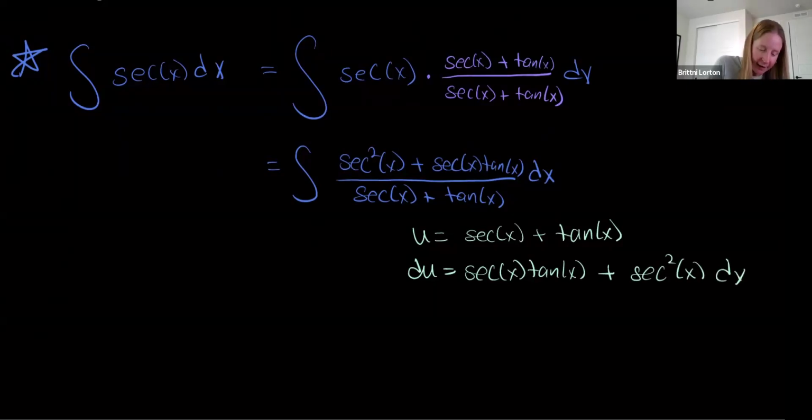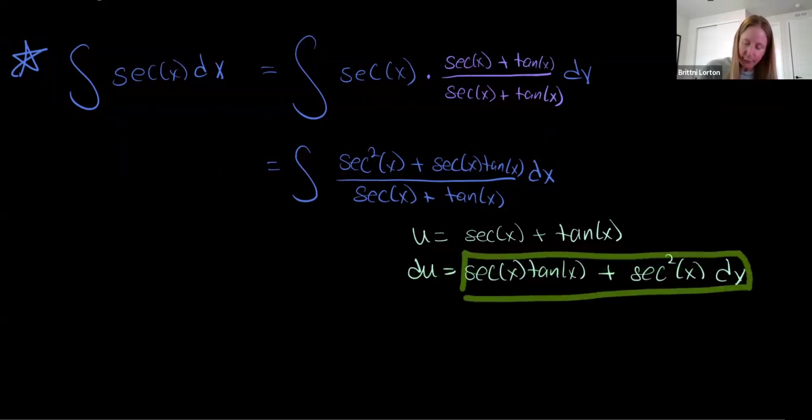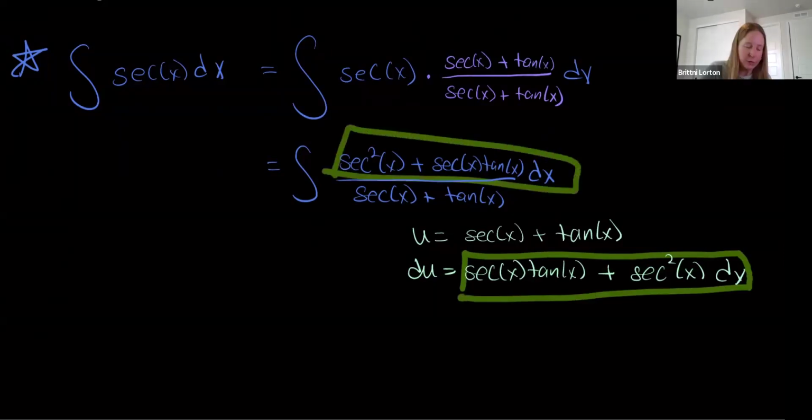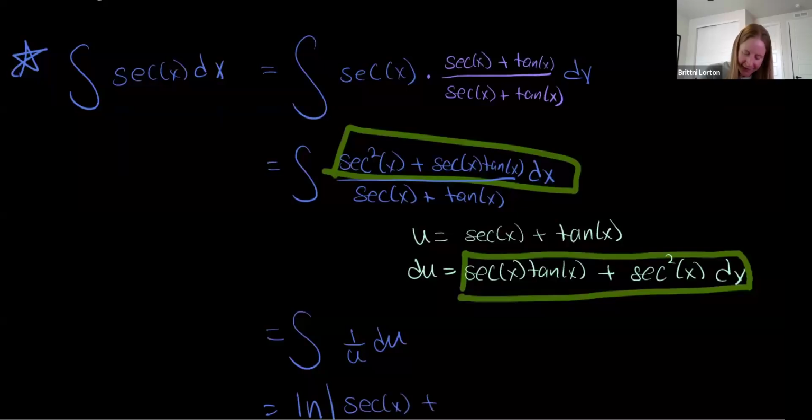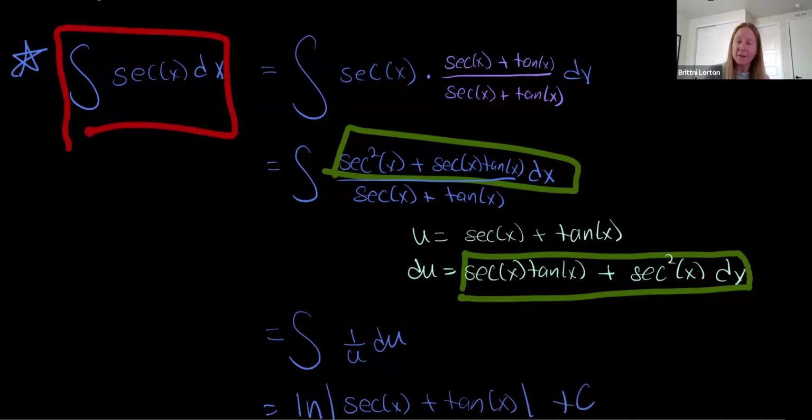I'm going to highlight it because I think it's just really awesome. Secant of x tangent of x plus secant squared times dx is the entire numerator. That just happened to match so nicely. I think that's really awesome. So that becomes the integral of 1 over u du, which of course we know is ln of u, and my u was secant of x plus tangent of x, plus c. So now I know that the antiderivative of secant of x is ln of secant of x plus tangent of x.